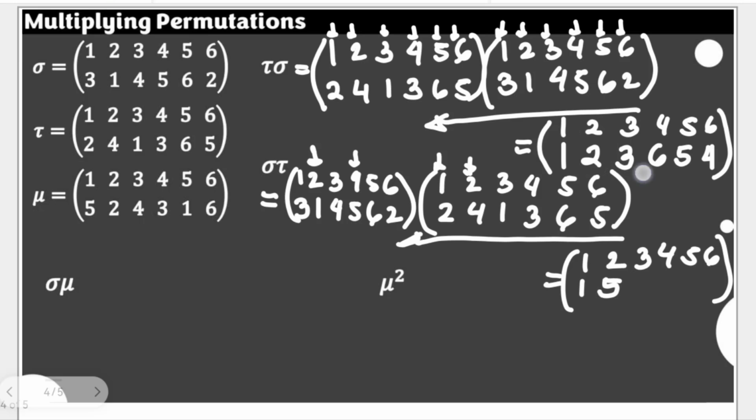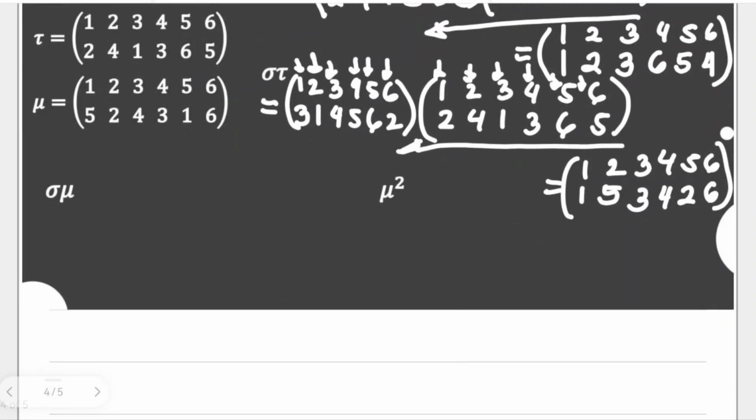Now let's continue. 3 is mapped to 1, 1 is mapped to 3. 4 is mapped to 3, 3 is mapped to 4. 5 is mapped to 6, 6 is mapped to 2. So 5 is mapped to 2. Then 6 is mapped to 5, 5 is mapped to 6, so that 6 is mapped to 6.